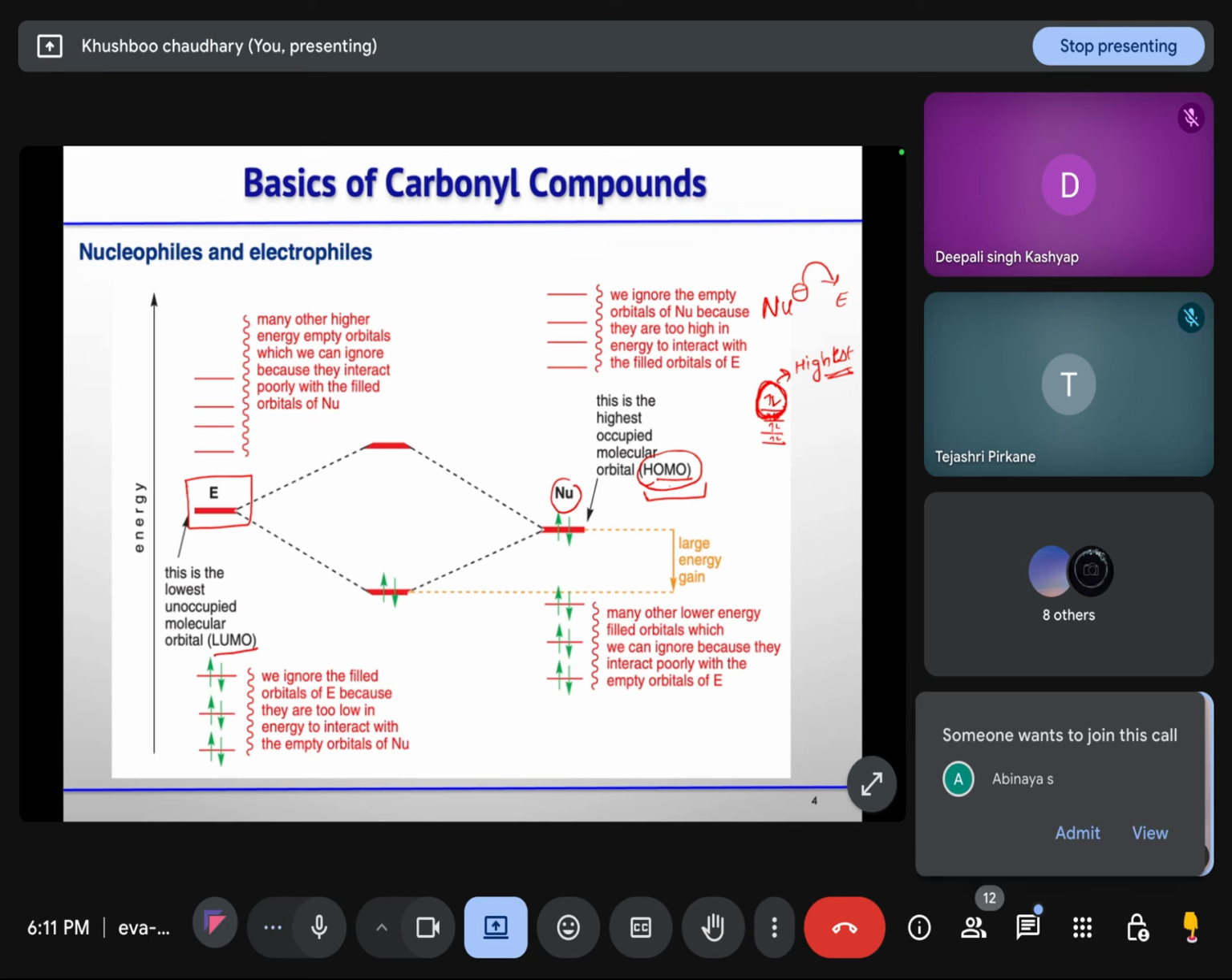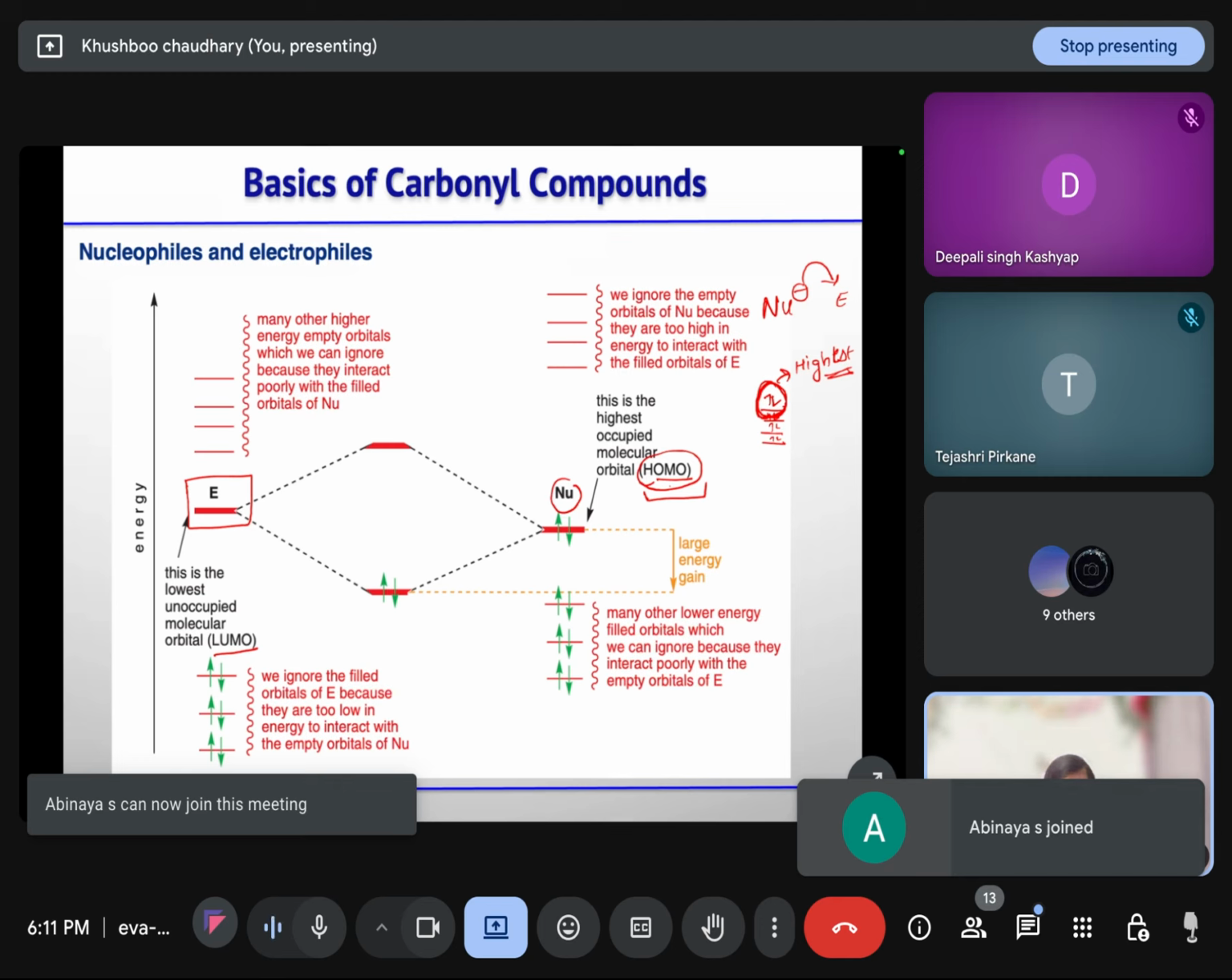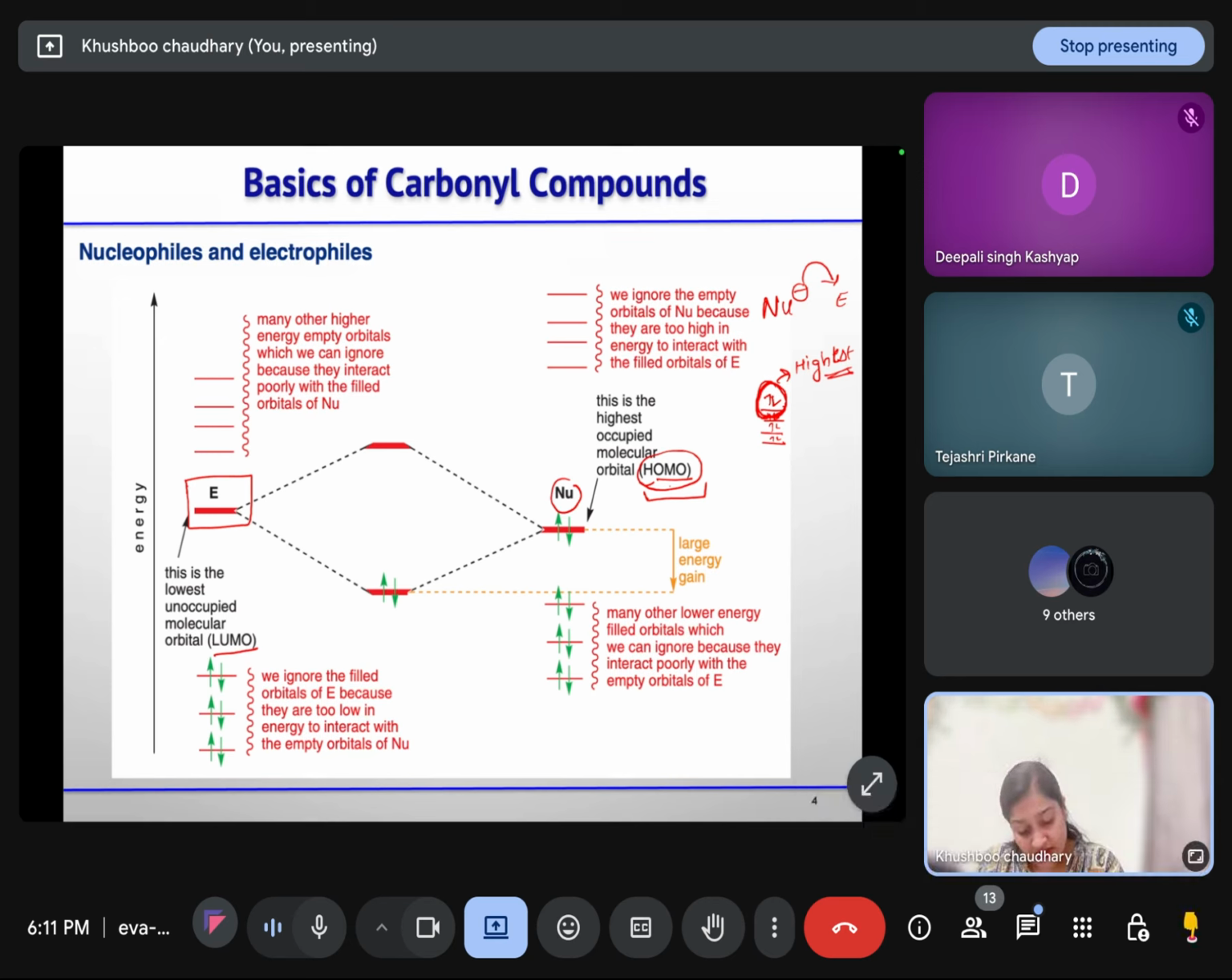Similarly, the electrophile is electron deficient. That means it has space where electrons can be filled. So the electrophile has many empty orbitals where electrons can be filled, but the nucleophile will give electrons to the orbital that has the lowest energy. Then only will this gap be considerable. Clear? Yes, ma'am. Okay.